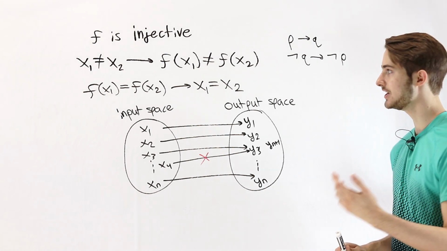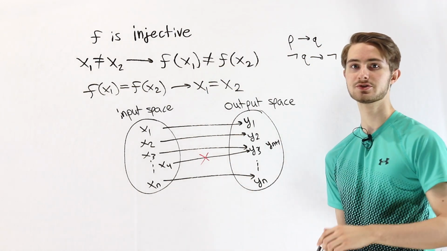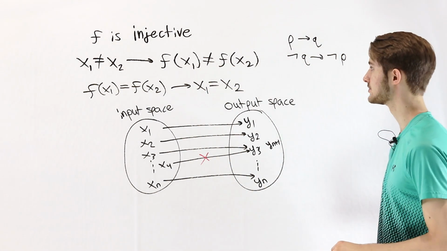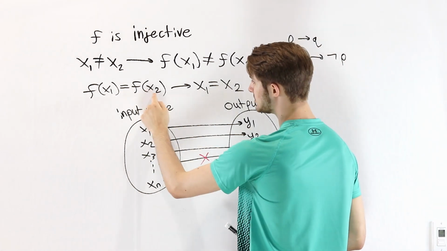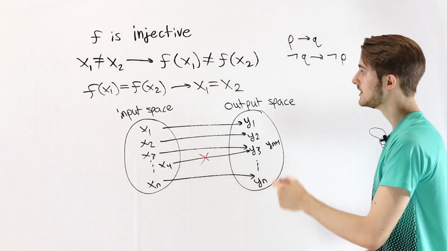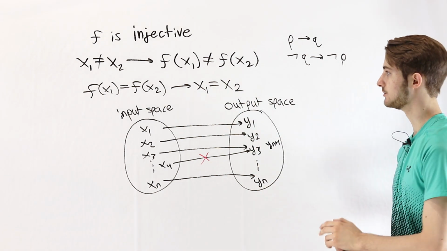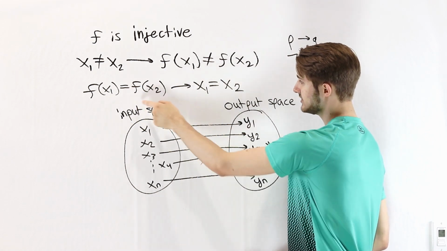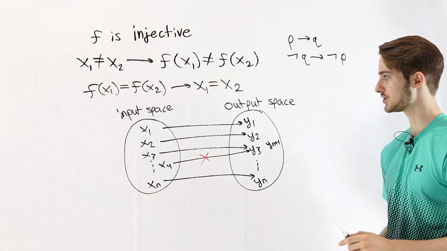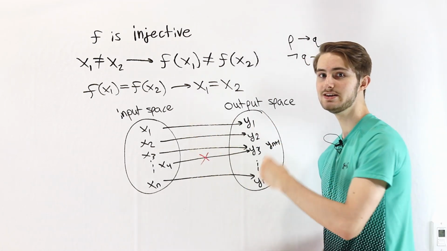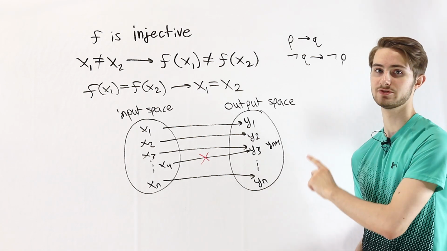A function is injective if it maps two different inputs to two different outputs for every possible pair of inputs. And equivalently, by contrapositive, that means that if the function gives the same output for two values, then those two values must be equal. And using that definition, we know that if a function satisfies this statement, then it must be injective. And for any injective function, a set of n different inputs will always be mapped to a set of n different outputs.